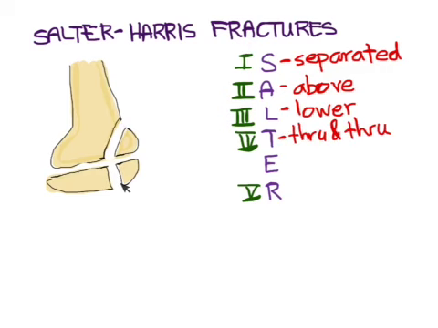Now type 4, the T stands for through and through. So you can see the fracture goes through both the epiphysis and the metaphysis, and obviously through the growth plate. And it's going to be an unstable fracture because this piece is pretty much separated.